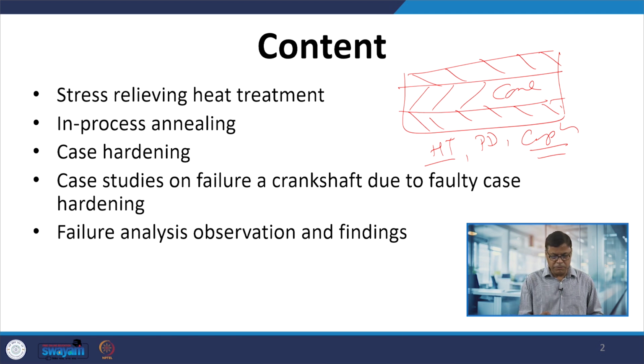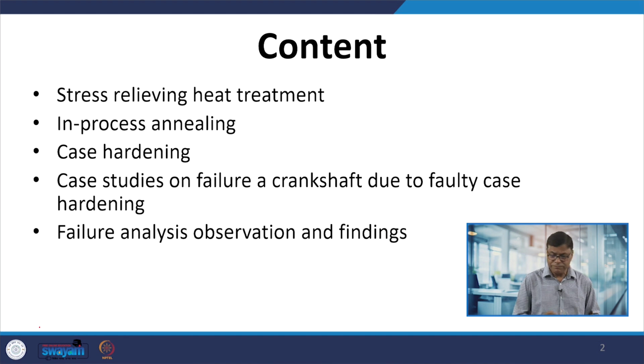Additionally, we will be talking about one case study where faulty case hardening heat treatment followed by machining led to the failure of crankshafts. The relevant failure analysis observations and findings will also be covered in this presentation.